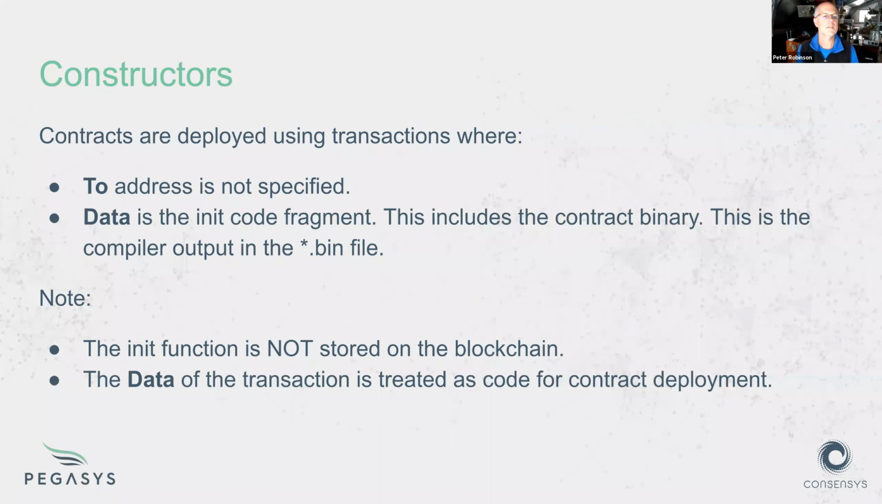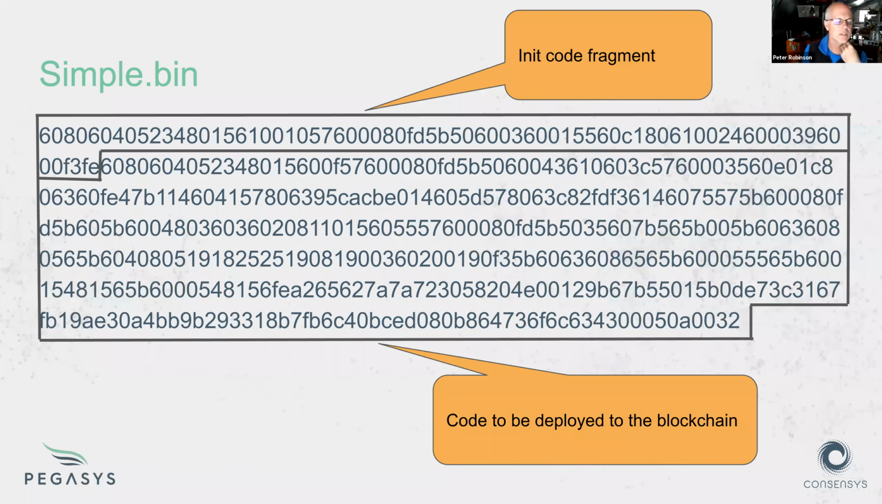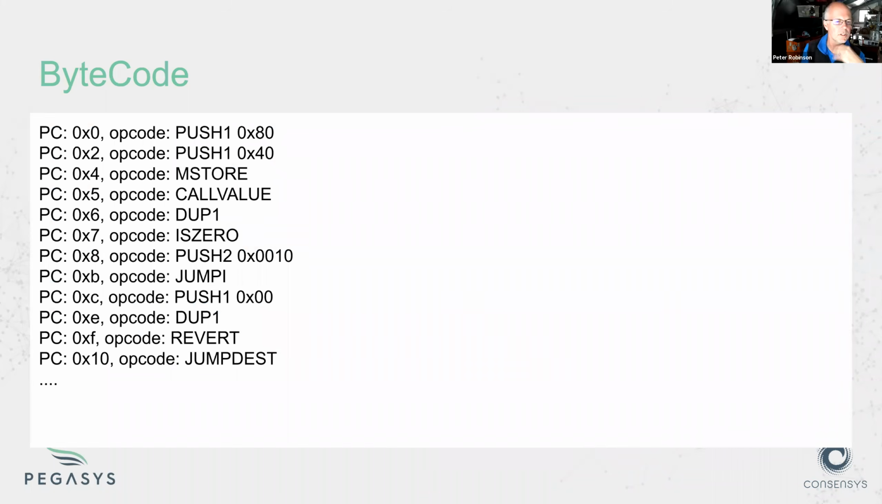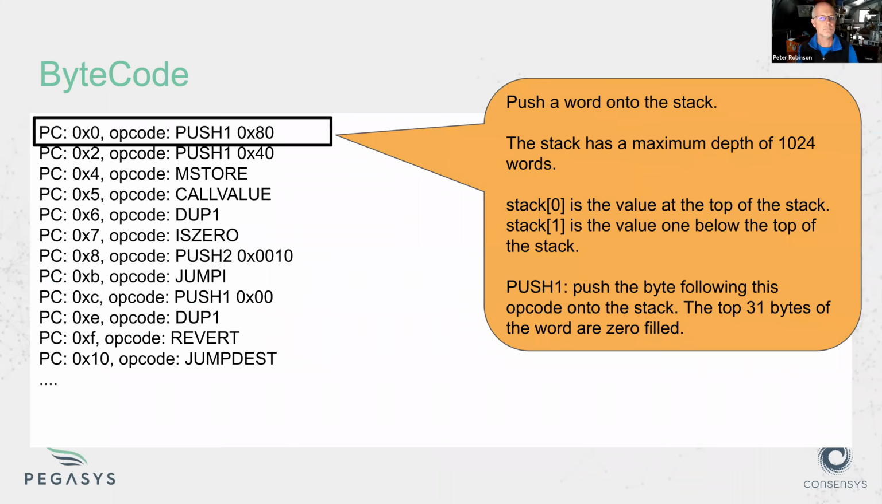If we decompile a bit more, or turn it into opcodes, this is what you've got. So we're pushing 80, a word onto the stack. The stack has a depth of 1024, so you can have 1024 things on the stack. When we use the term stack 0, that's the top of the stack, and stack 1 is just one below the top of the stack. The stack items are 1 word wide, where one word is 32 bytes.